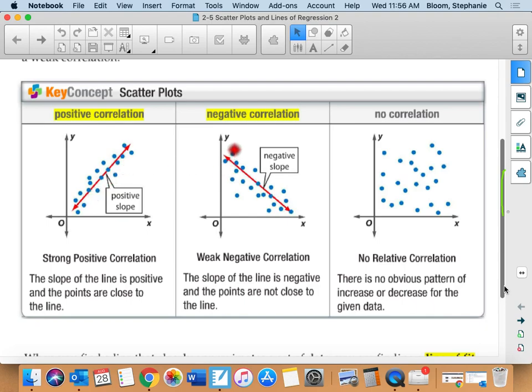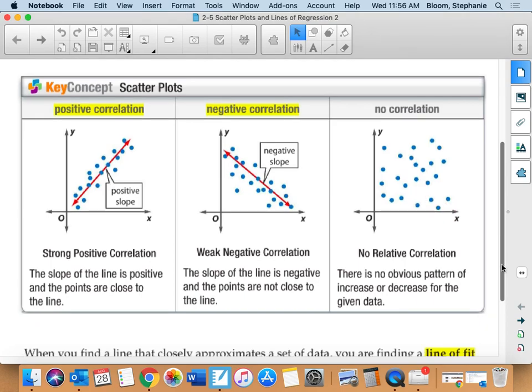Here we have an example of negative correlation. The line of best fit, or the trend line, is going downhill from left to right. Again, that slope is negative, so we would call that negative correlation. And then lastly, in this one, you can see that there's really no pattern to draw a line through for it to make sense, so this would have no correlation.